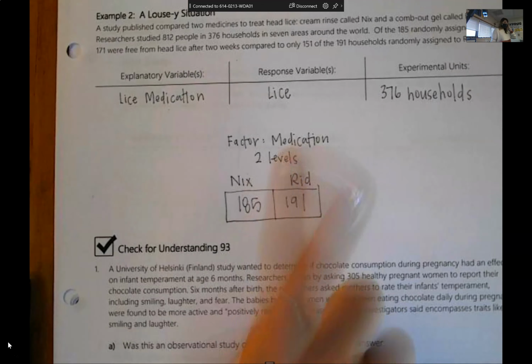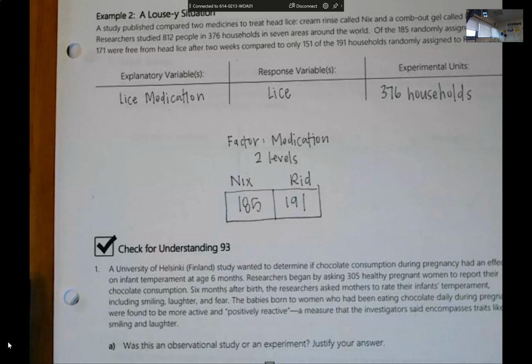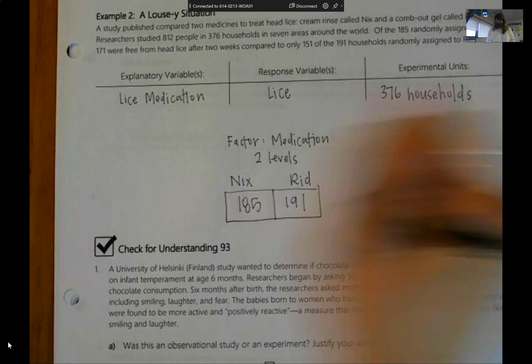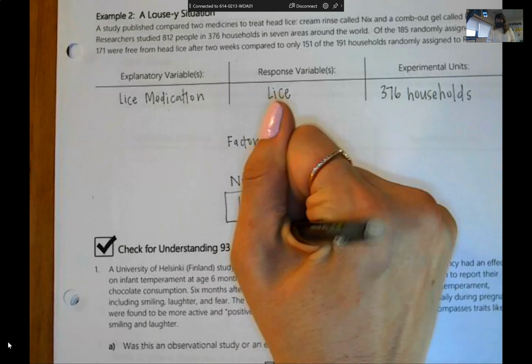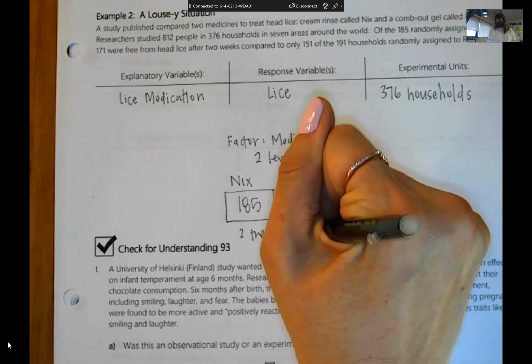And with just this one picture, I've been able to communicate that I know there's one factor with two levels, two treatment groups, and the number of subjects in each treatment group. Underneath, I am going to just write two treatment groups.